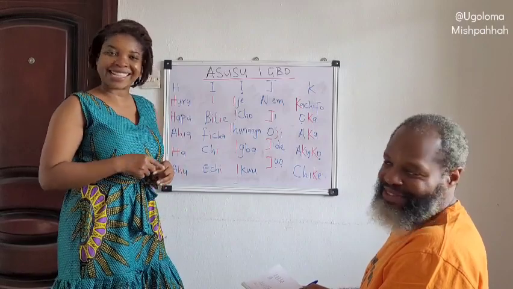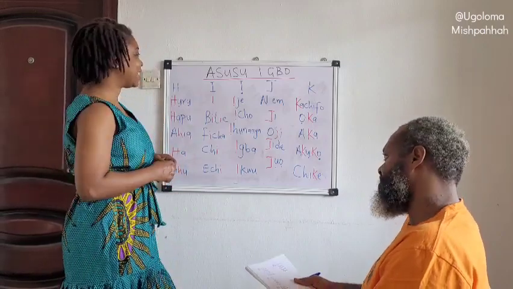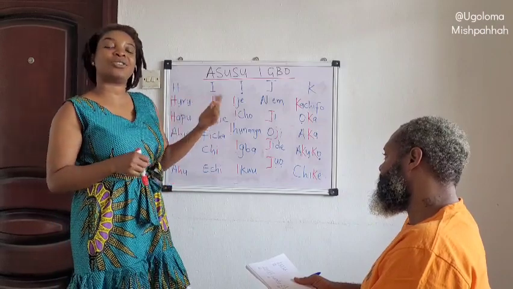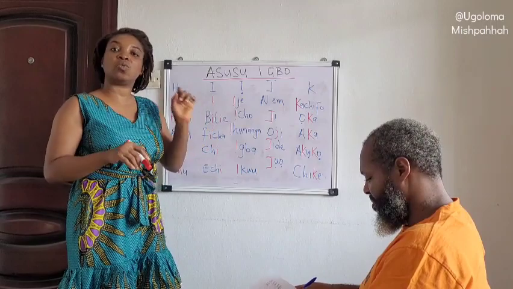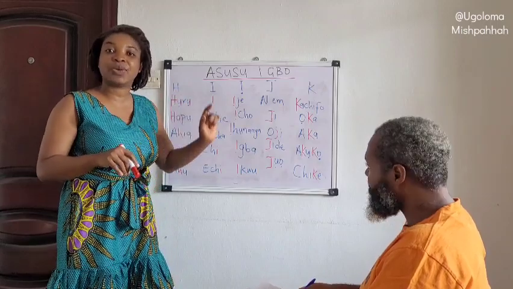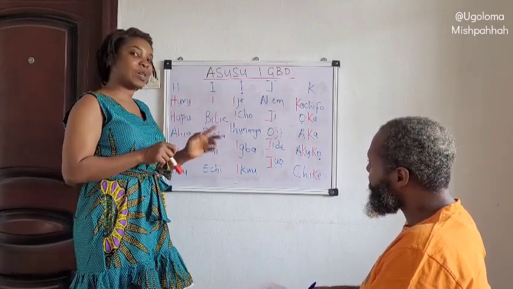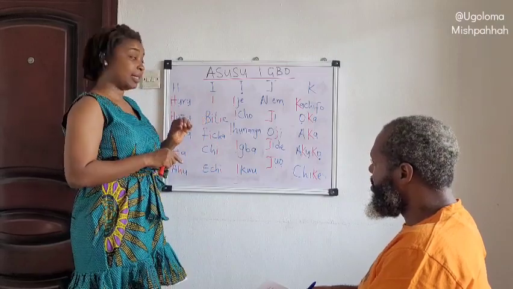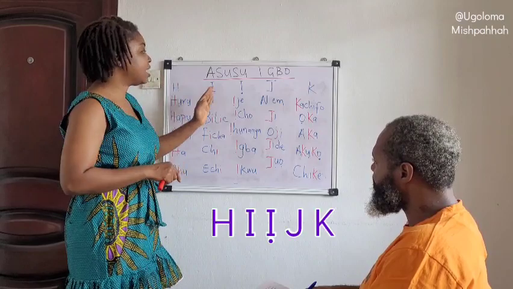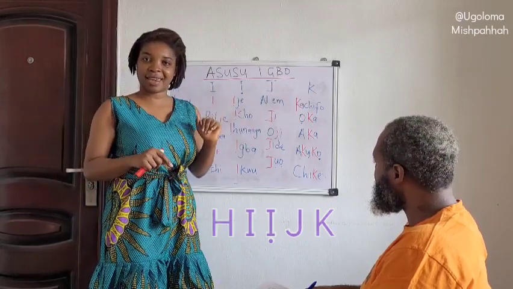Now it's time for class. So we're going to be learning Asụsụ Igbo. Today's class is the continuation of our last classes. So we're continuing to learn words associated with the Igbo alphabet. The last class we learned fi, gi, wi, ri, okay? And this class we're going to be learning he, e, a, j, k.